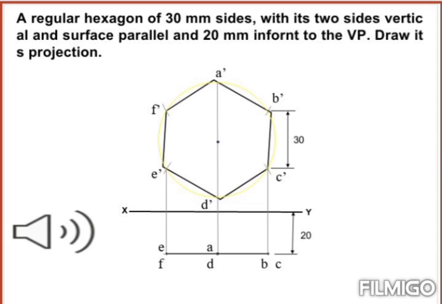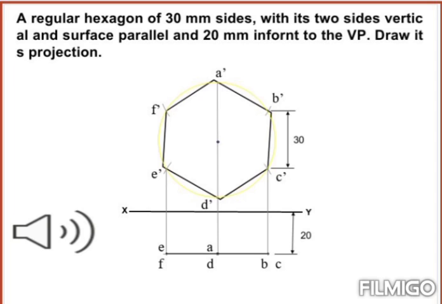So first of all we will draw a reference line XY, then above reference line XY we will draw front view. As I told you, in front view this plane will be seen as a regular hexagon. So we will draw a regular hexagon. To draw a regular hexagon, we should know the interior and exterior angle of a regular hexagon. The interior angle of a regular hexagon is 120 degree, while exterior angle is 60 degree.